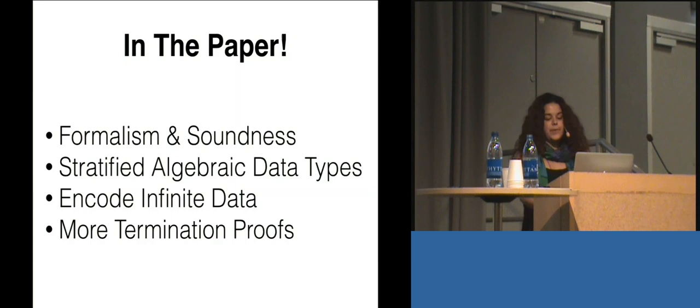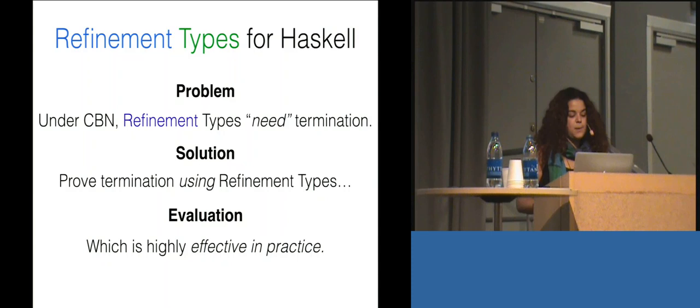So to wrap up, I presented refinement types for Haskell. The problem was that under call by need evaluation, refinement types may need termination proofs, but we can use refinement types to prove termination, which is actually quite effective in practice.